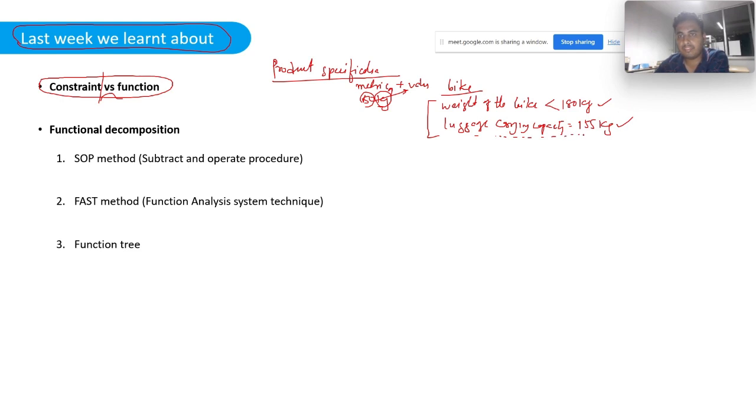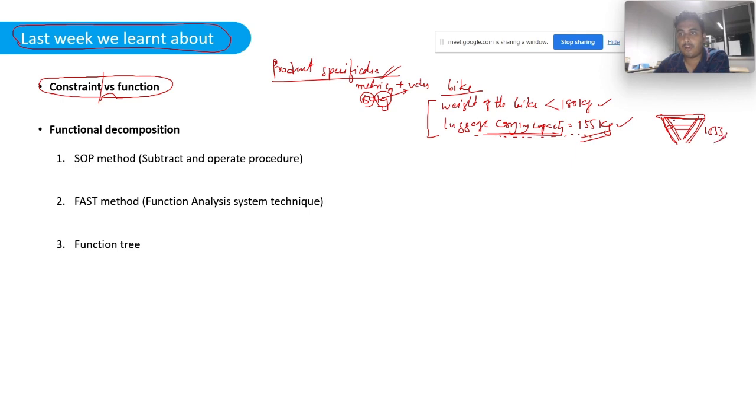So basically we define constraint and function from one perspective, that is, can we work on that particular specification? When we design a bike, we can actually design for luggage carrying capacity. We can design the chassis, we can decide upon the thickness of the pipes, we can also play with the structural arrangement, and we can design for carrying 155 kg.